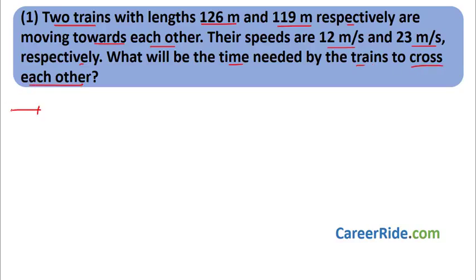Now, this is train T1 and train T2 is moving towards train T1. Both of the trains are moving. Train T1 is moving at the speed of 12 meters per second, train T2 is moving at the speed of 23 meters per second, right? Length of T1 is 126 meters, length of T2 is 119 meters.